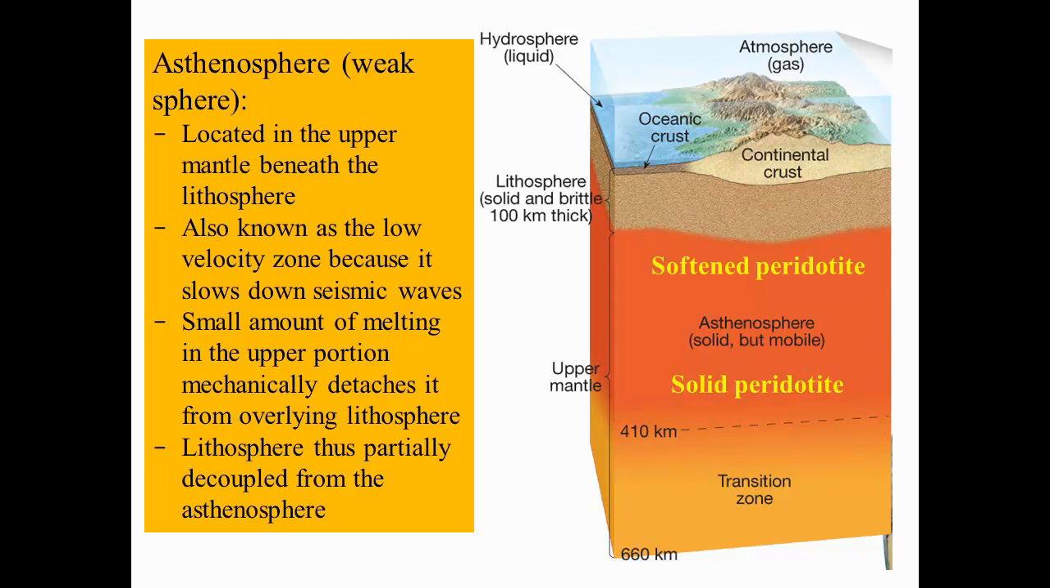And as a result, the solid lithosphere can be envisioned as moving over and is partially decoupled from the underlying asthenosphere. And in the figure on the right, notice that the upper part of the asthenosphere is mainly softened peridotite. But as we go deeper into the asthenosphere, the peridotite becomes solid at depth, and is certainly solid by the time we reach a depth of around 410 kilometers below the surface.